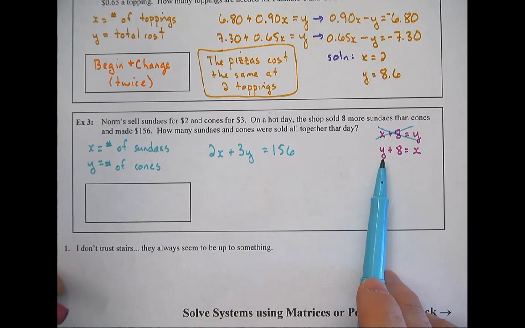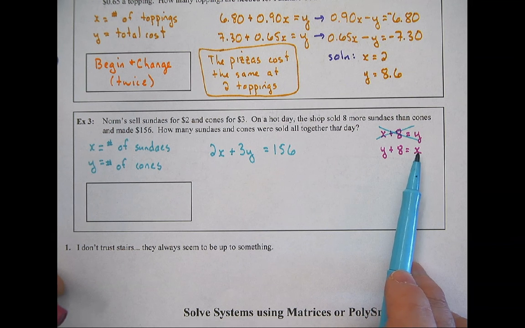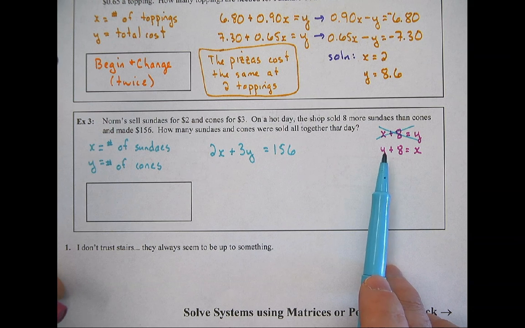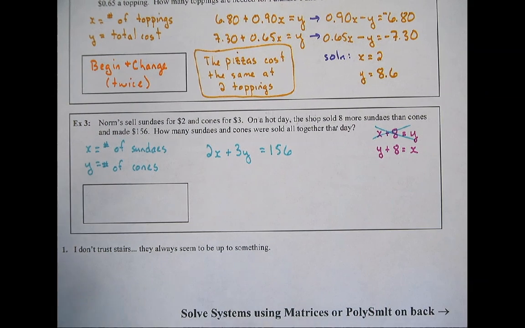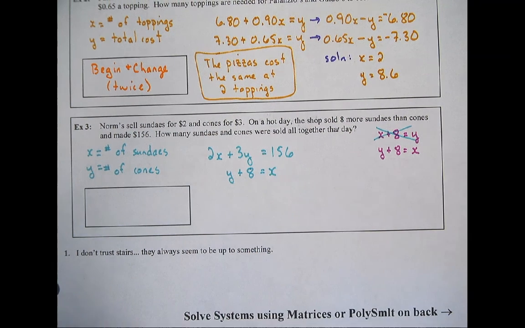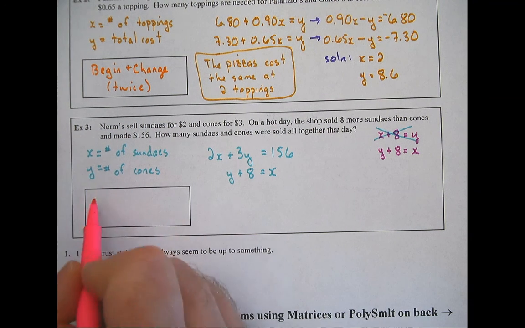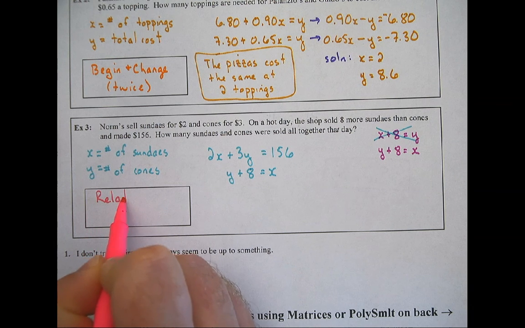Now let's make sure the second one makes sense. Take the number of cones, add 8 to that number, and you'll get the number of sundaes. That works because you take the cones, which should be the less amount, and you add 8 to get the bigger amount. So now I'm going to take that equation and bring it back over here into my system. That's what we call a related.